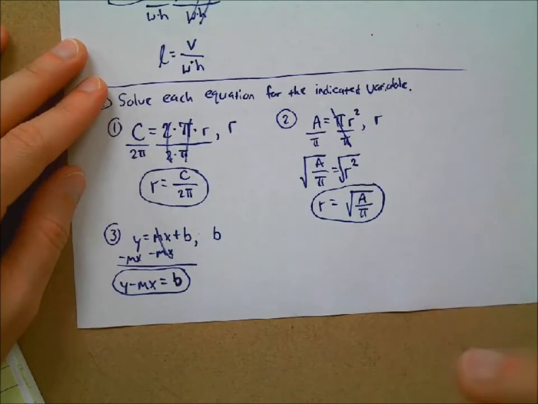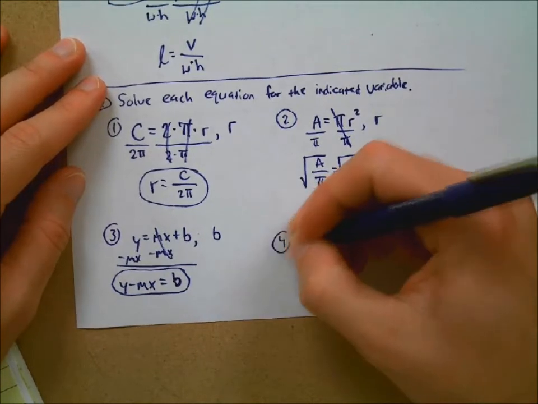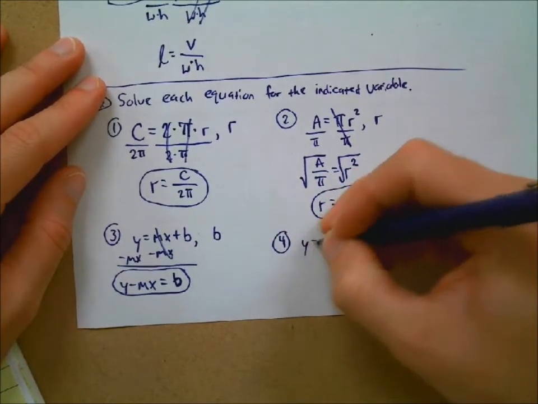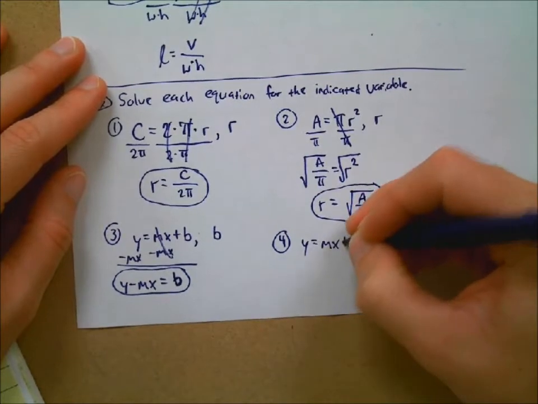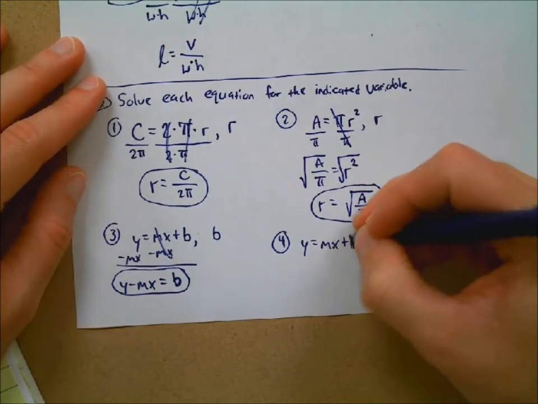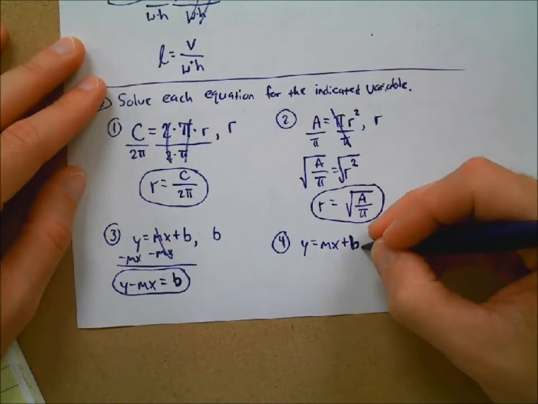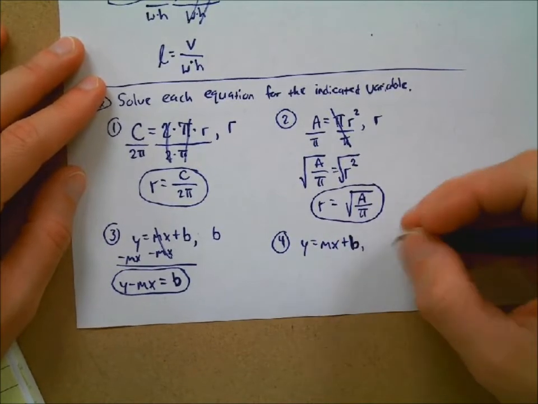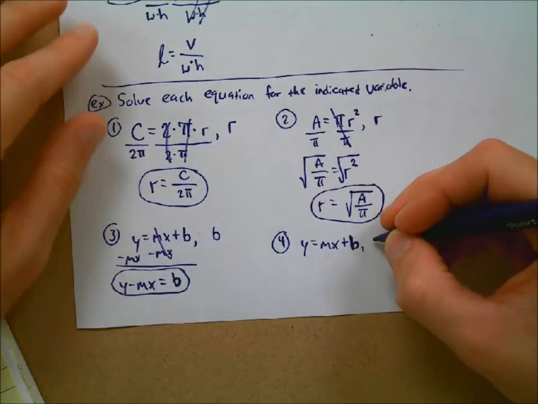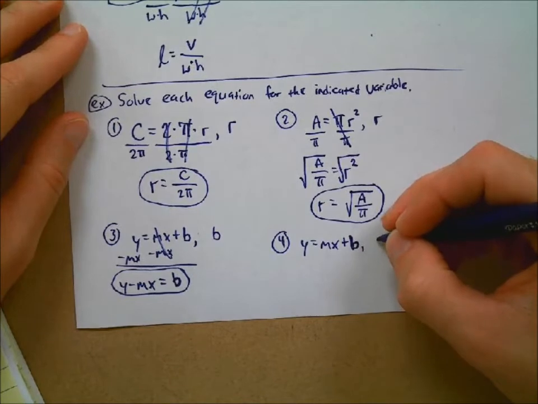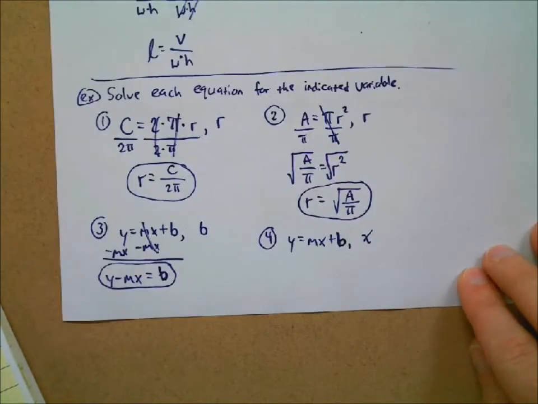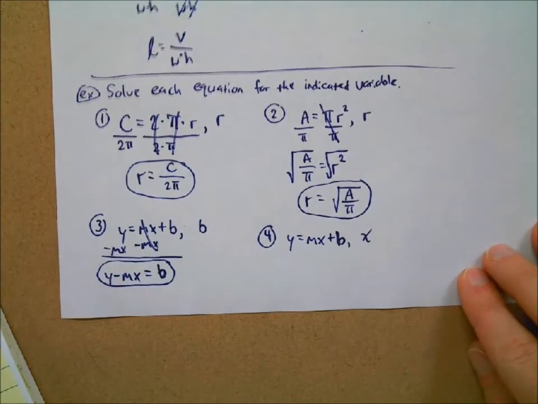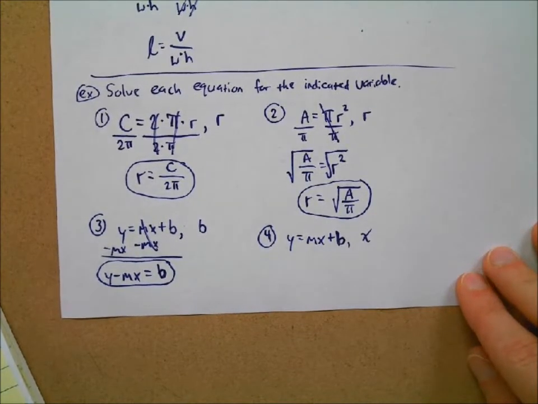Okay. We're going to take the same equation, but I'm going to change what variable we're going to solve for. Okay? Now let's take that y equals mx plus b, which Sky correctly identified as slope-intercept form there. Let's solve it for x. Okay? So we're going to take the same equation, solve for a different variable.